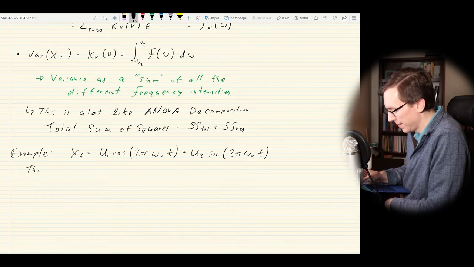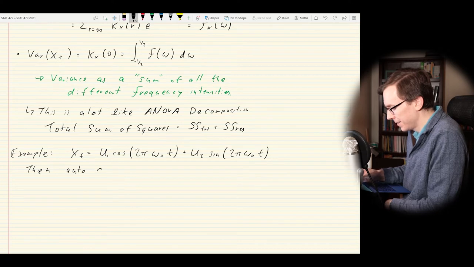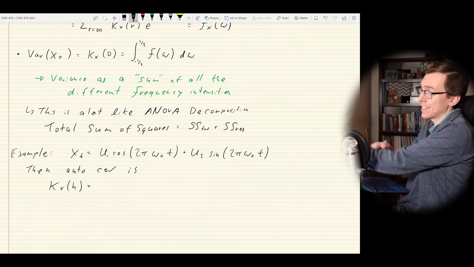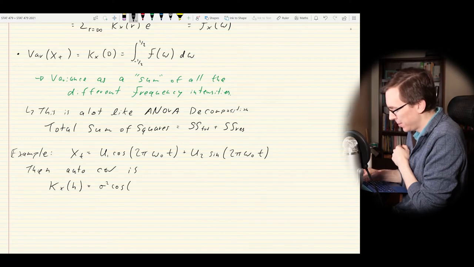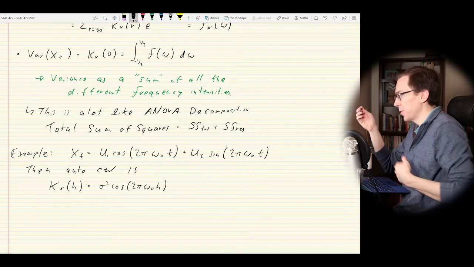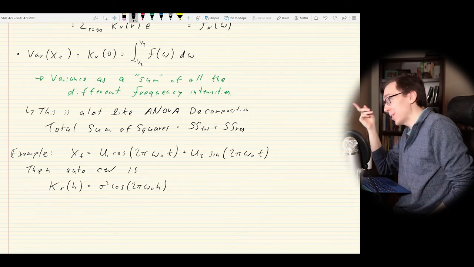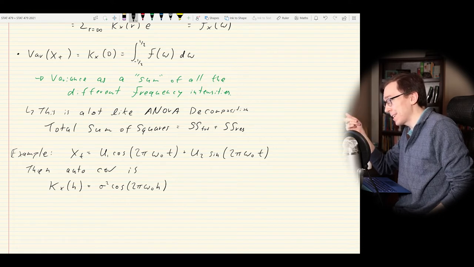Then we can say the autocovariance, K_x at lag h, we already did that in the last lecture. That's just going to be sigma squared times the cosine of 2 pi omega naught h. But it turns out that we can write the cosine in terms of two exponentials.